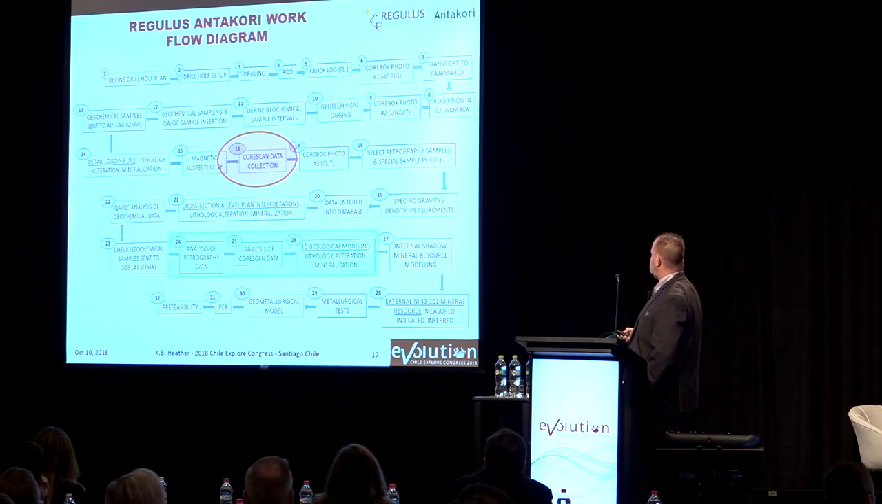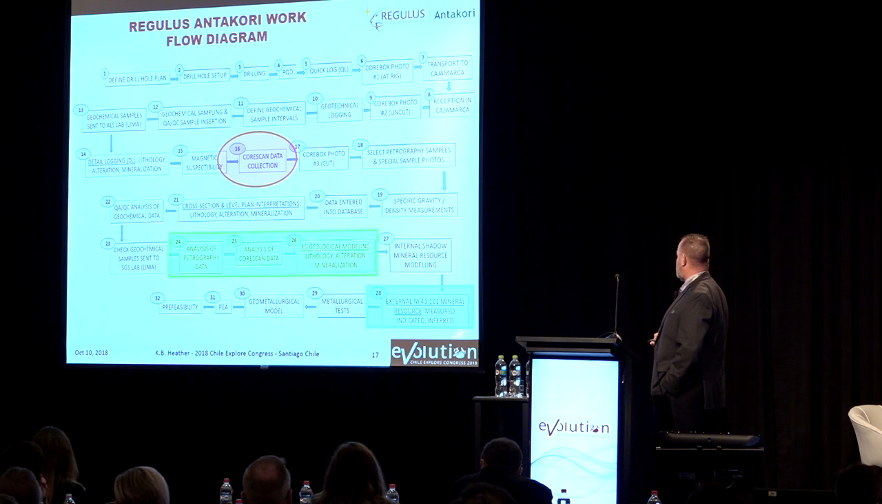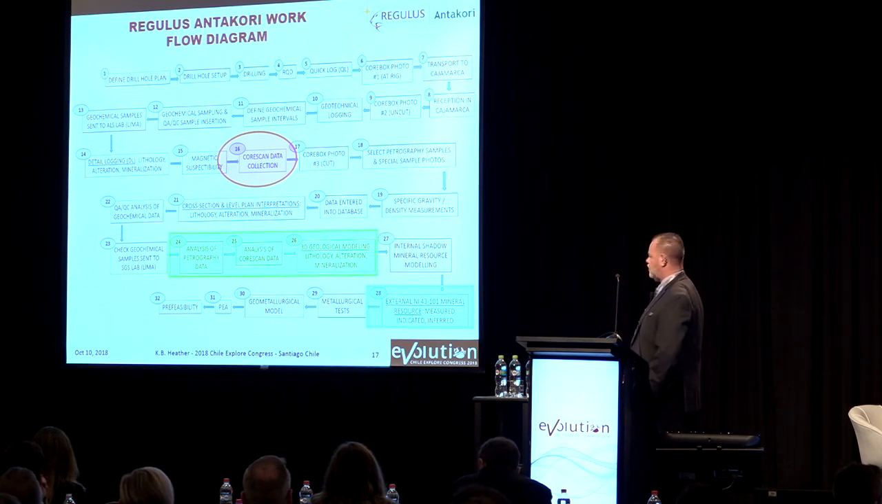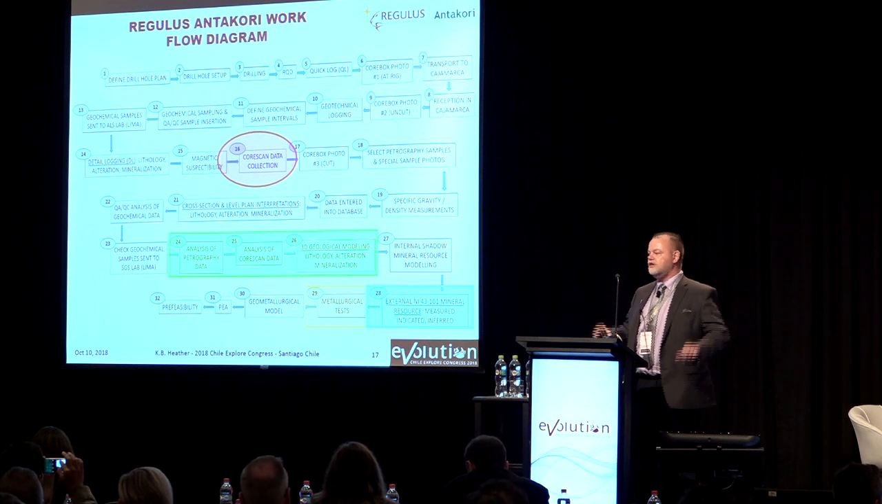And so we can then take all of the analysis from the petrography and from core scan, and integrate it with our lithologic, alteration and mineralization 3D models that we're developing in Leapfrog. From those, we can then help to better define our 43-101 mineral resource. And this can help us to define very well-defined domains where we can then focus our metallurgical test work.